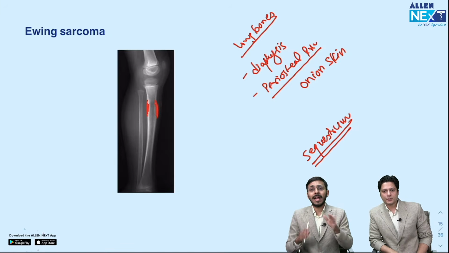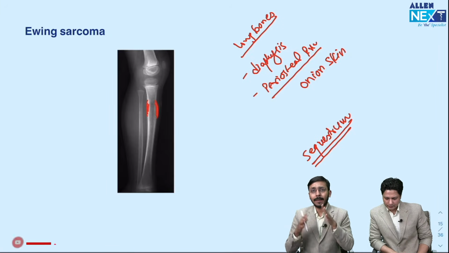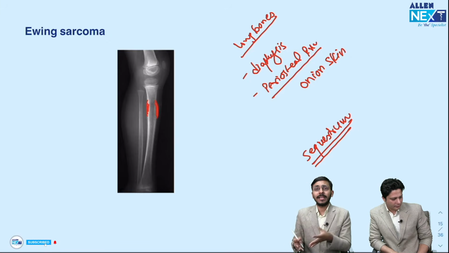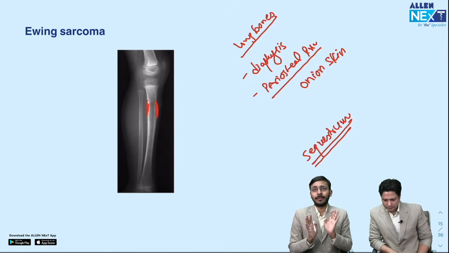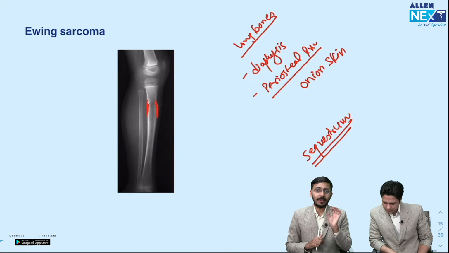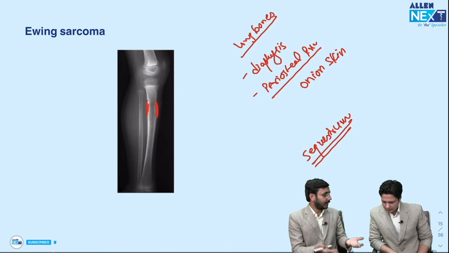And Ewing sarcoma has a soft tissue component. So you do an MRI. In an MRI, you will see exuberant soft tissue in cases of Ewing sarcoma. In chronic osteomyelitis, you will see a sequestrum, that is, dead bone. That is how you differentiate between the two. And these are the important pointers for Ewing sarcoma. Sir, anything else you want to add?